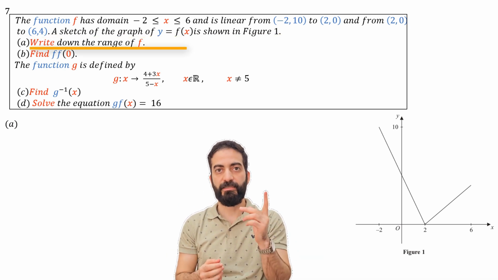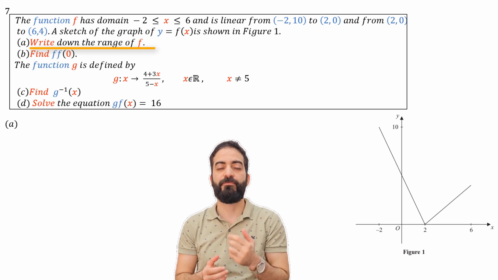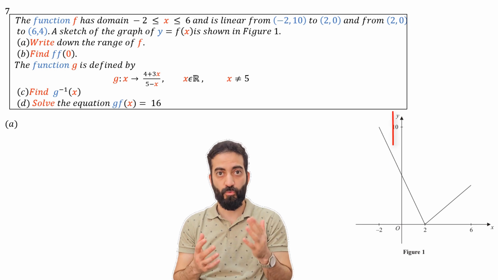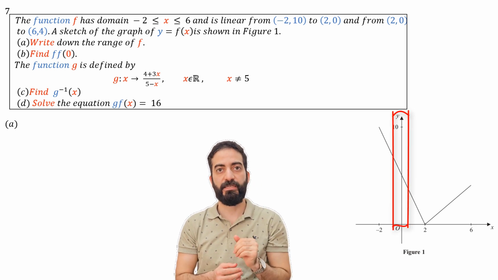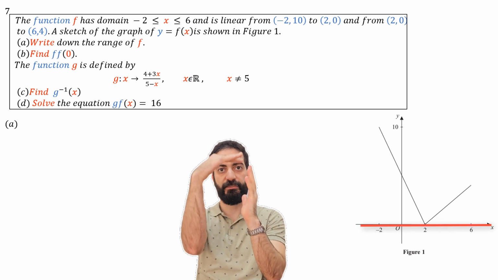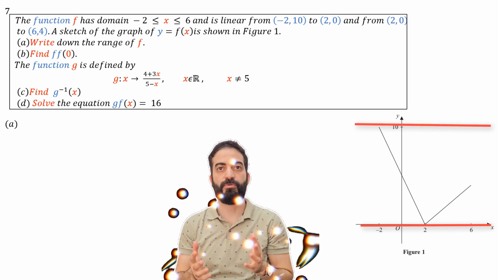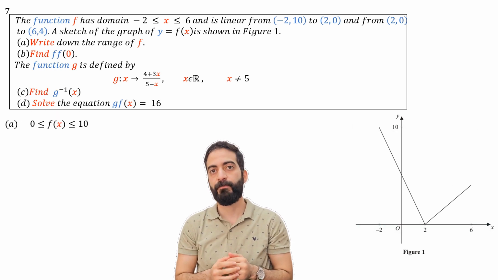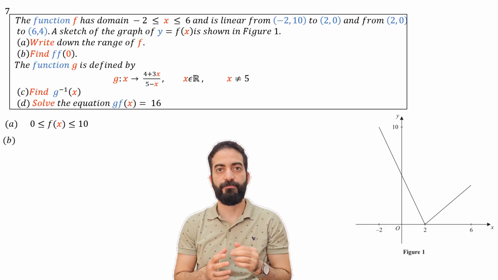Part A, write down the range of f. When we are asked for the range of f, we must look at the y-axis. As we see here, the graph is between 0 and 10. This means that the range of f is between 0 and 10. We now move to part B.